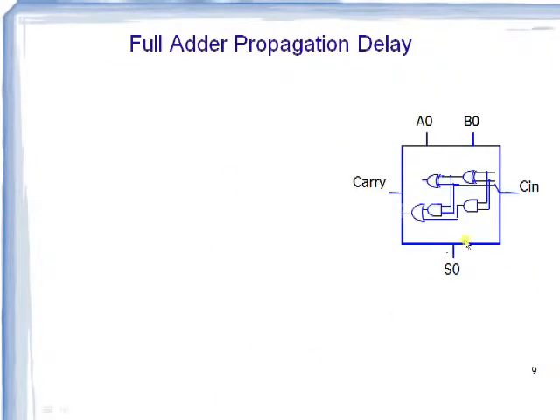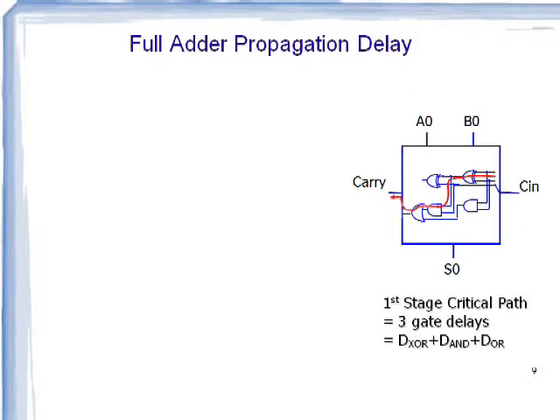So this is one full adder, and here we are giving the C in, which is nothing but carry in. Now this carry in is propagated to the output through 3 gates, that is XOR, AND and OR. So the first stage critical path is nothing but 3 gate delays: the delay generated by XOR, the delay generated by AND as well as the delay generated by the OR gate. This is the delay associated with the first stage.